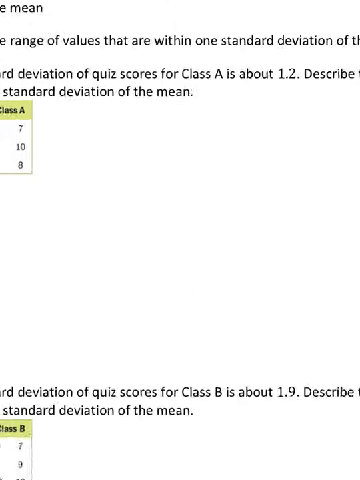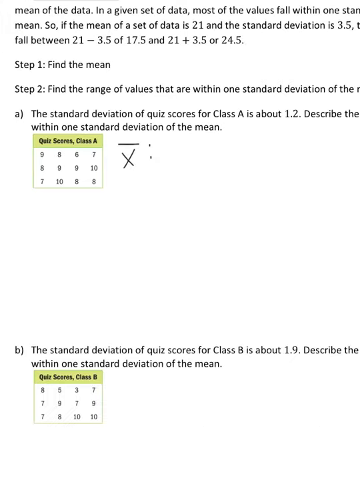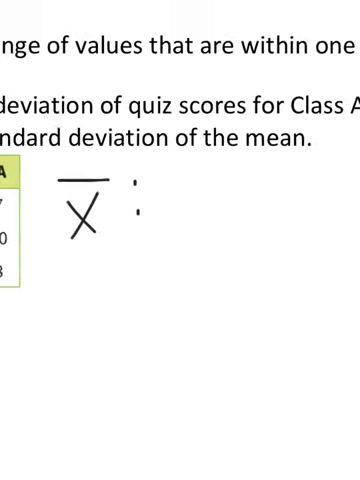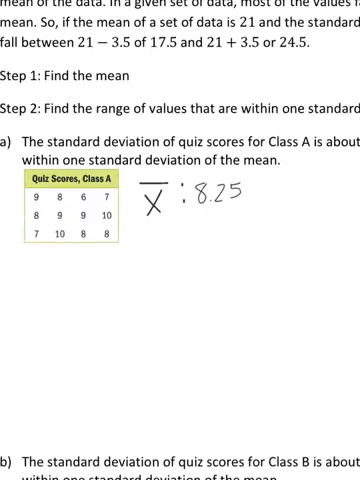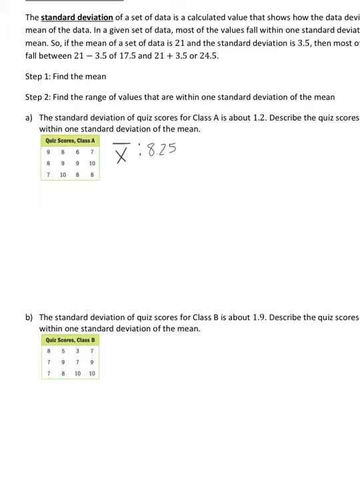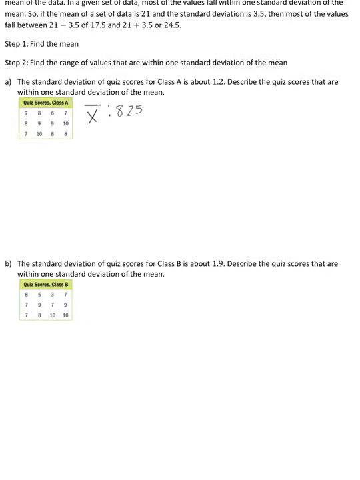So step 1, one more time, we need to find out what the mean is. All right, we should get 8.25. Again, I am not going to round because it doesn't tell me to. So it sounds like for this class A, the students' average score was about an 80% or an 83%, an 8.25 out of 10, presumably, is what we're looking at here.